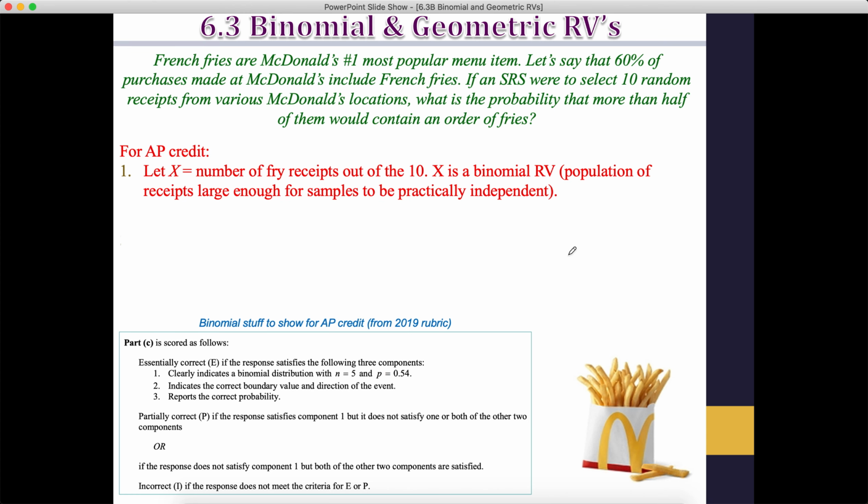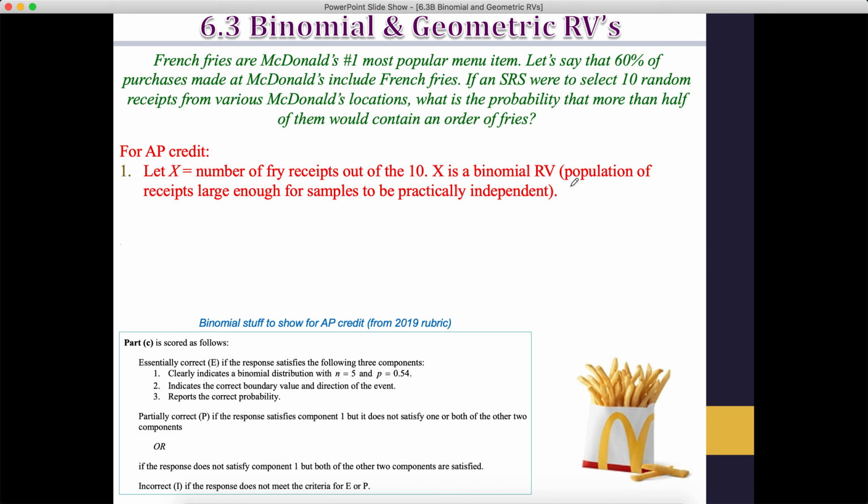But anyway, to do this from start to finish, we should acknowledge here, I'm defining a random variable called x. I'm going to let it equal the number of fry receipts out of the 10 receipts that are selected in the SRS. So x is a binomial random variable. We don't necessarily need to state this, it might be obvious, but we talked about a couple things that would necessitate a binomial setting here, and we don't quite have independence because there's only so many receipts that McDonald's can have per year, but we're going to say that the pool of receipts is so large that every selection is practically independent.